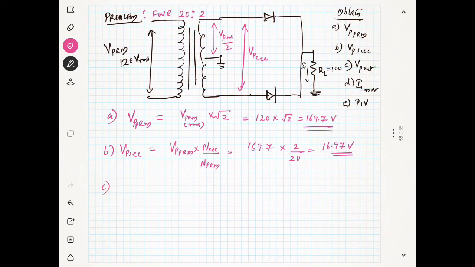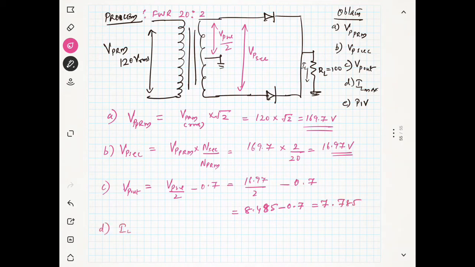Next we have to find Vp out. What is Vp out? Vp out is Vp secondary by 2 minus 0.7. It is 16.97 divided by 2 minus 0.7, so this is equal to 8.4985 minus 0.7, which becomes 7.785 volt.